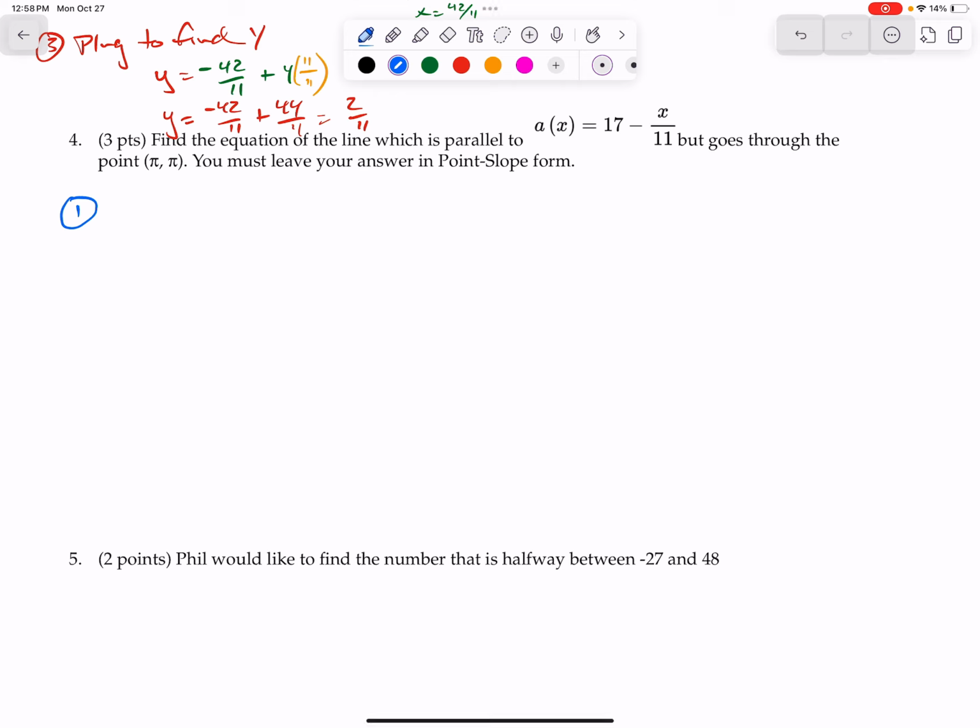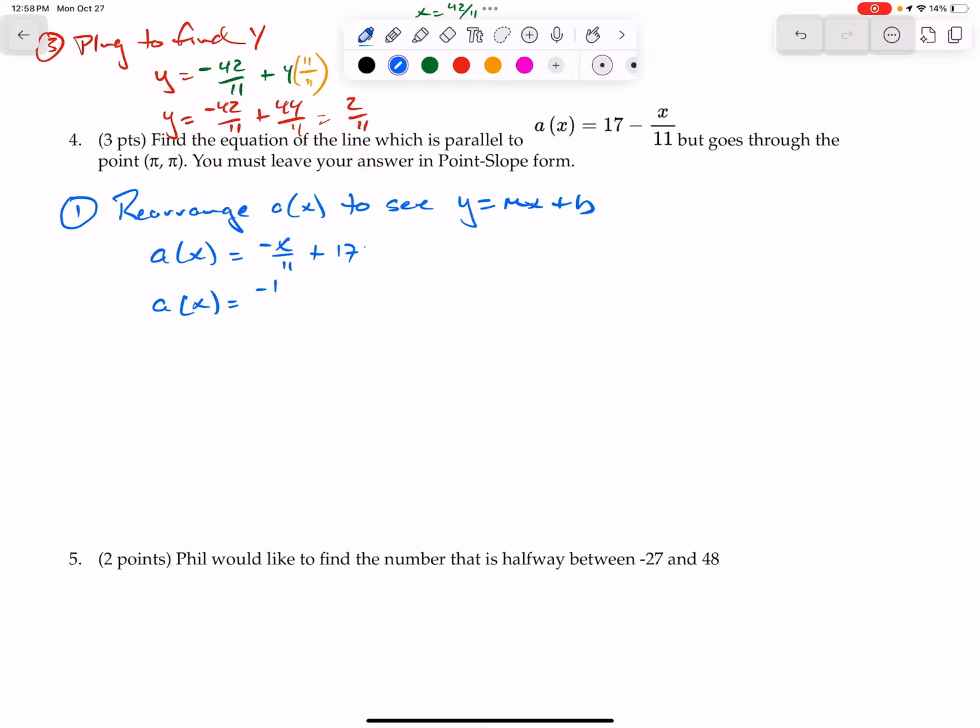Step 1 is rearrange a of x to y equals mx plus b. So we have a of x equals negative x over 11 plus 17. So a of x equals negative 1 over 11 times x plus 17. So the slope is negative 1 over 11.